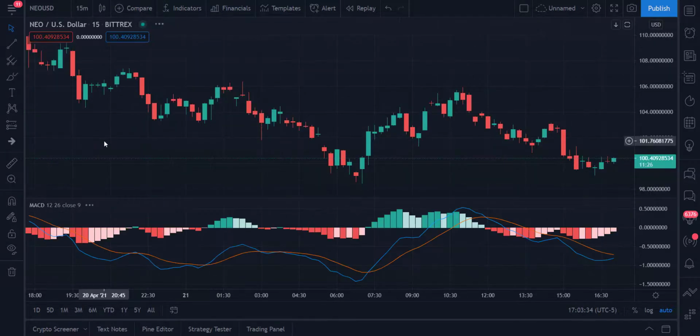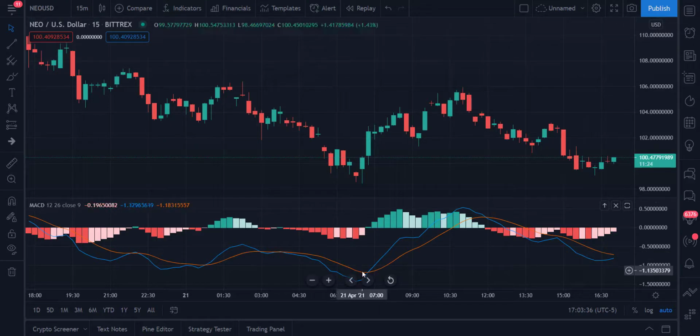I want it to be bold and vibrant. Like this here, this cross in the 15-minute, which would have been a buy signal, would have looked to buy when both lines went positive. Of course, that would have led to a negative, a sell-off. So we had a sell-off here.